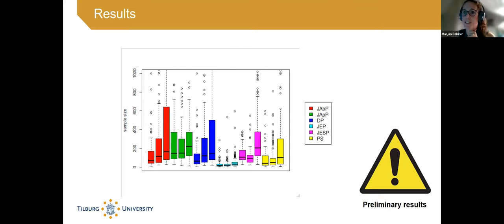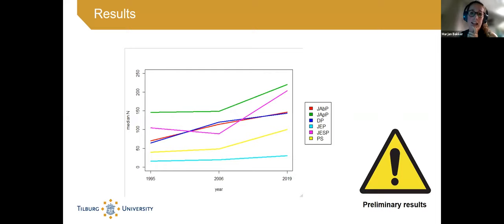I only show until 1,000 participants, because otherwise it didn't really fit in the figure. And if we look a little bit at the median over time, then there might indeed be some kind of an increase over time for the different journals. Here you can see that as well. If we look at the medians for the sample sizes for the different journals, there seems to be a difference between the journals.